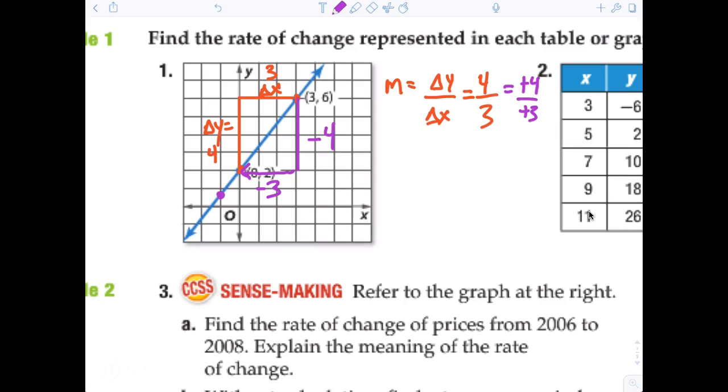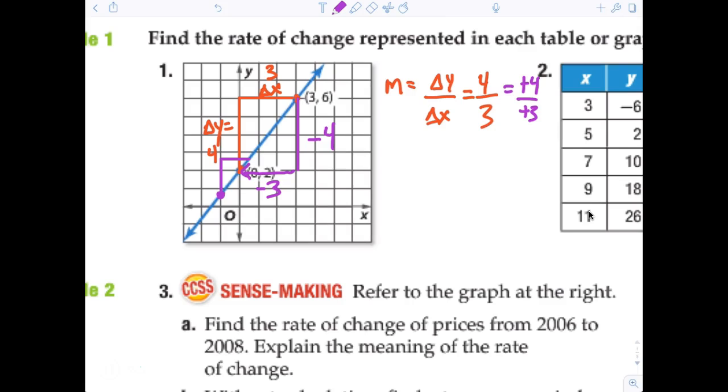Now, he makes a good point. What if I selected this point and I went from here to here? What's the slope going to be? Someone tell me who was listening. What's the slope? Somebody else. What is it? Of course, 4 over 3.